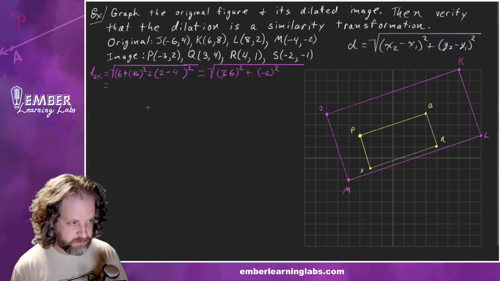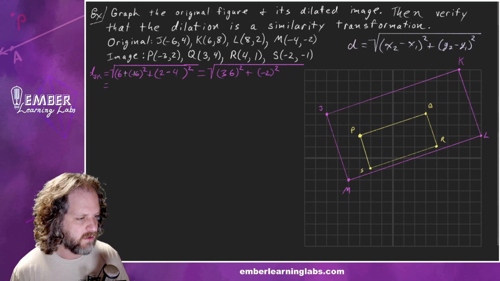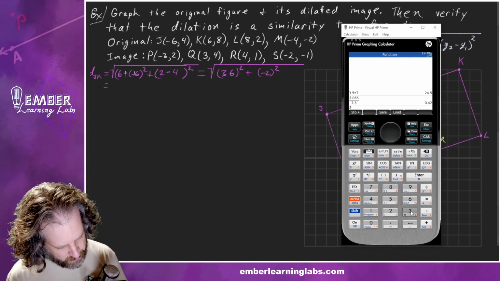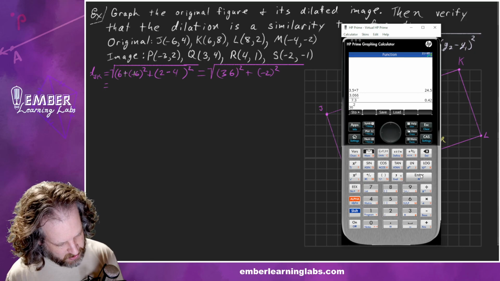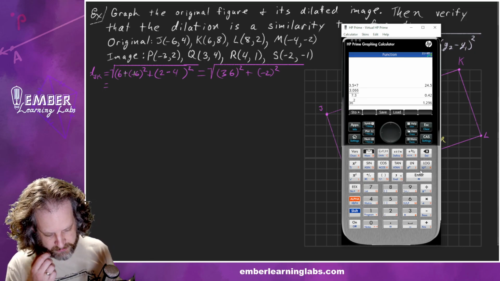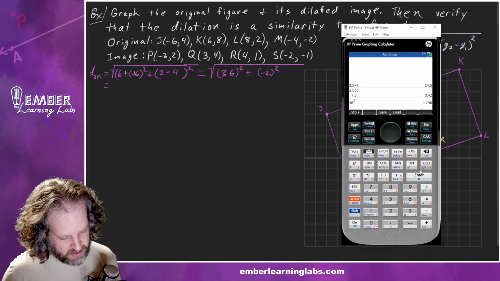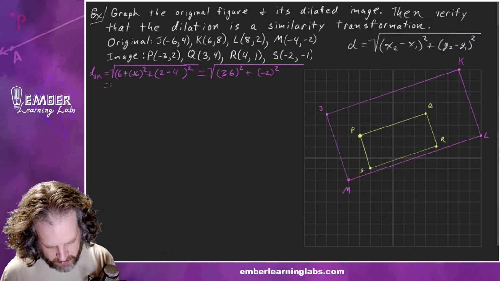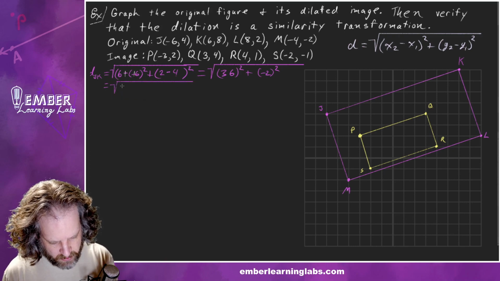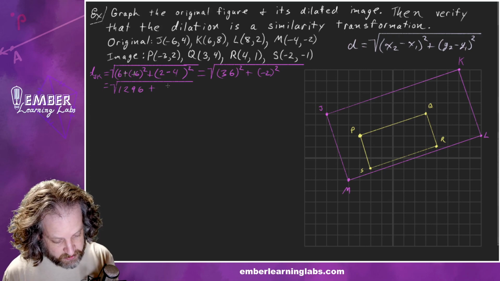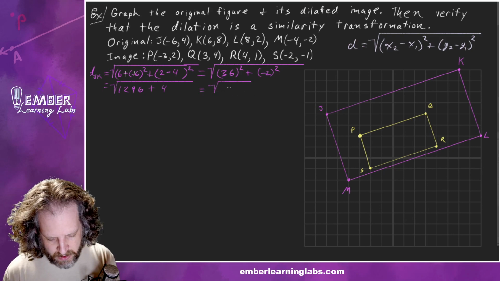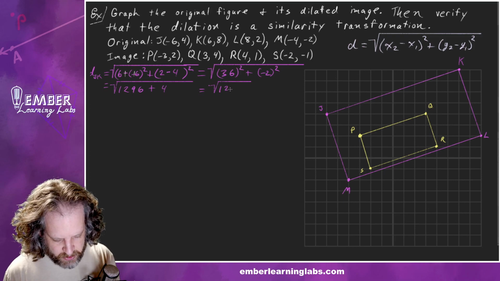That's a big number. So let's pull up our calculator there. Grab it. There it is. So 36 squared equals 1,296. So equals the square root of 1,296 plus negative 2 squared, which is 4. So this equals the square root of 1,300, right?